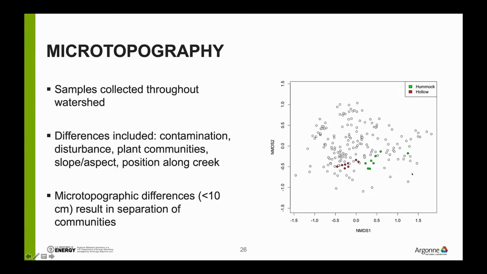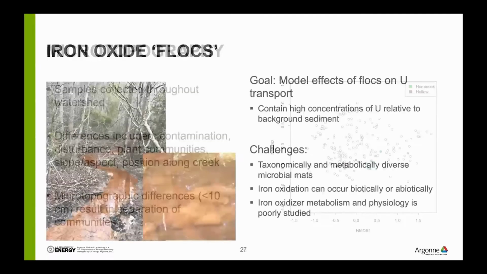And again, this ordination is spun so that the maximum variation is along this XY axis. So we're talking about these really small changes in microtopography, something that you're unlikely to capture when making these larger scale reactive transport models, really having a difference in what community members are there.